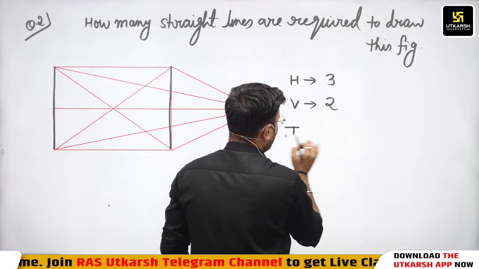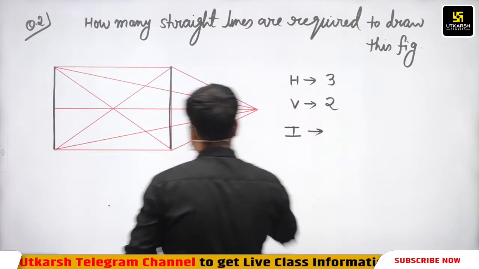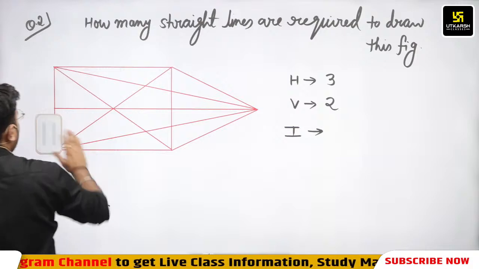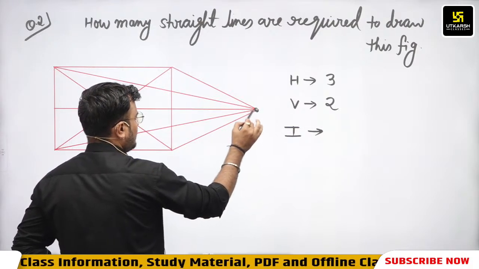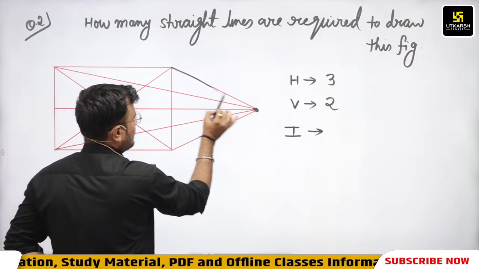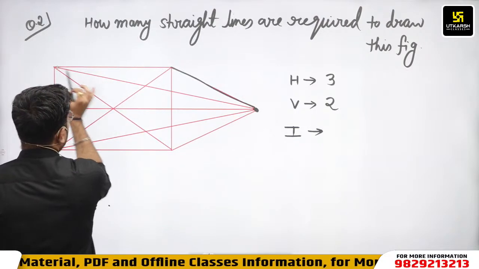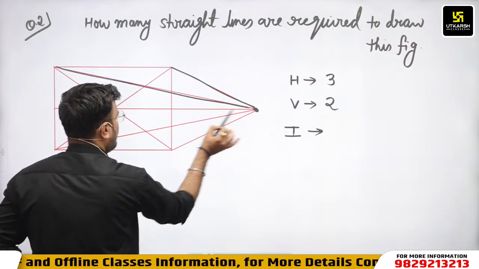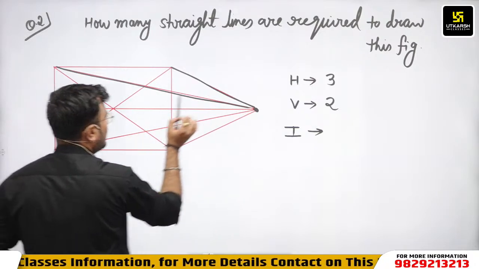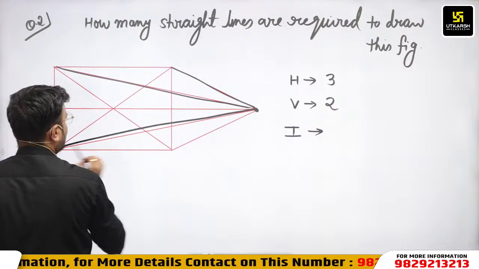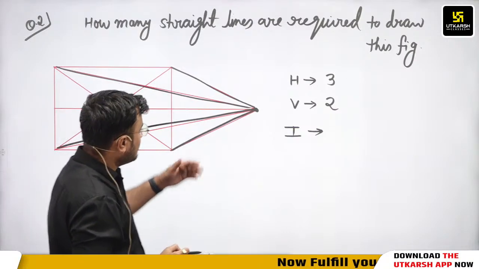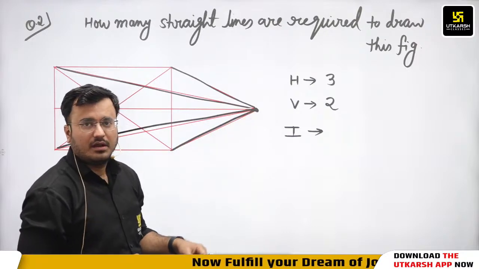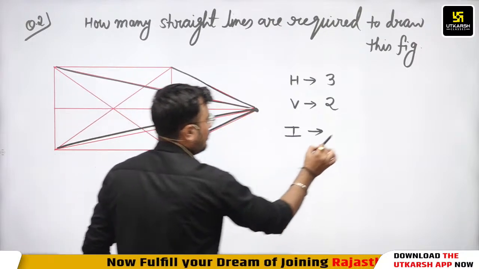Now we need to count inclined lines. There are several inclined lines, so one by one we need to count. First we are going to count the inclined lines that originate from this point. This one is your first inclined line, this one is your second. No need to count this line because it was already considered a horizontal line. This one is your third, and this one is your fourth. So from this point, there are 4 inclined lines.